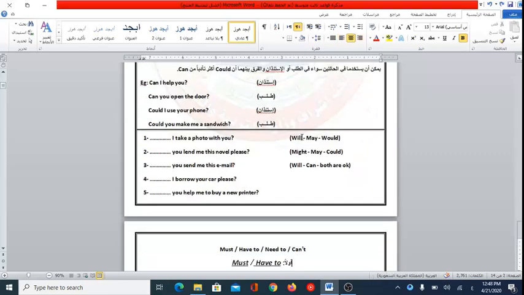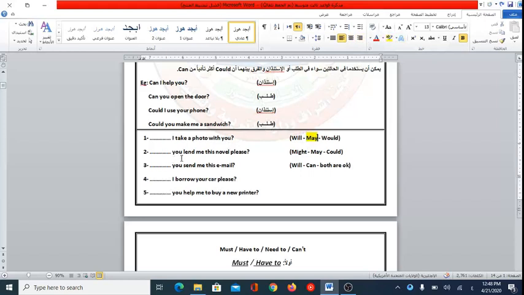Let's move to this exercise. Space, I take a photo with you. Which one of these modal verbs is followed by I? Will, may, or what? Yes, right, may. So it's here: May I take a photo, please? May I take a photo with you?